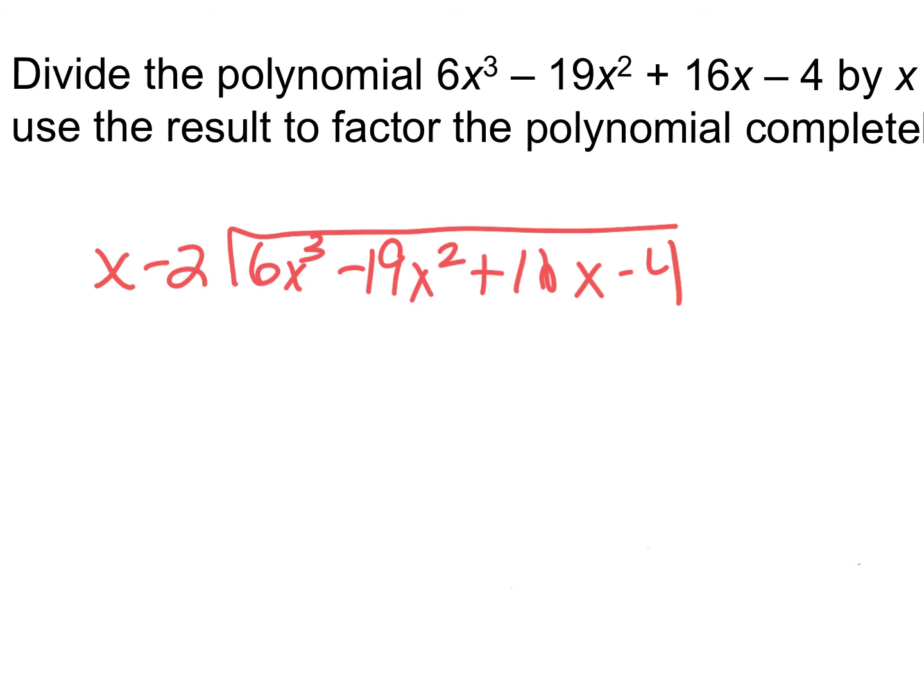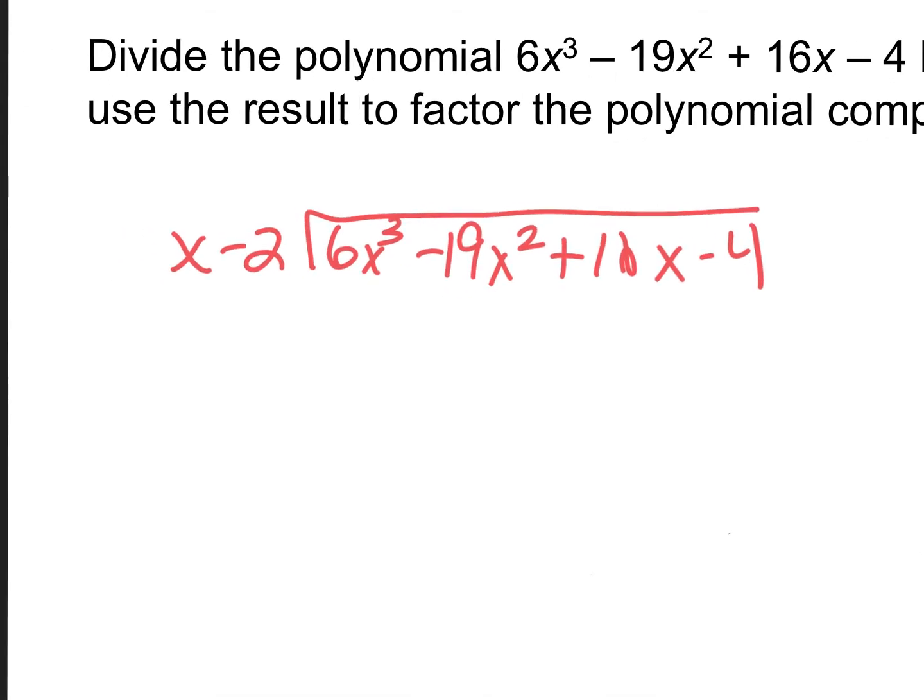Is there an x squared? Yes, negative 19. Is there an x? Yes, 16. Is there a constant? Yes, negative 4. So now we're good. Yes, sir. What if you don't have that x squared? Say you don't have an x squared. Yeah. Okay, you have to put a 0. We'll talk about that in a second. But let's go through here and let's start our division.